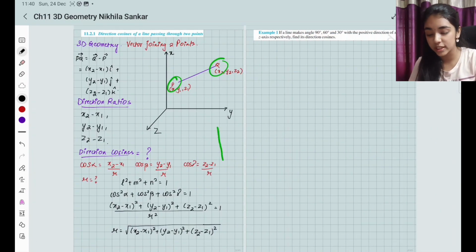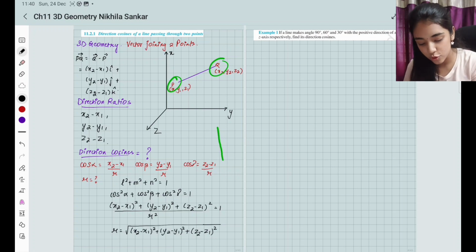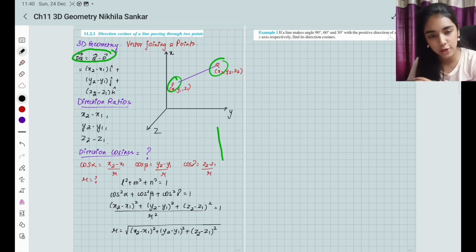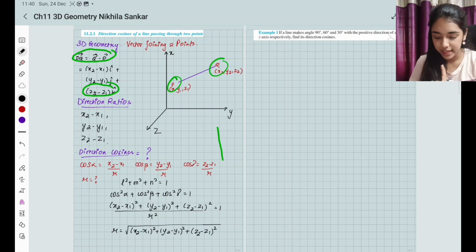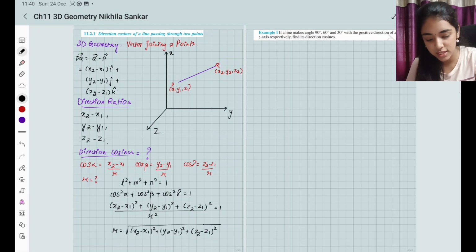அப்ப எப்படி இருக்க போகுது? So my vector is going to look something like this. PQ is going to be Q minus P. இது வரைக்கும் எந்த சேஞ்சும் கிடையாது. என்ன சேஞ்ச் ஆகுது? One extra z coordinate is getting added. Do you see? x2 minus x1 I cap, y2 minus y1 j cap, z2 minus z1 k cap. Okay, so this is getting added.